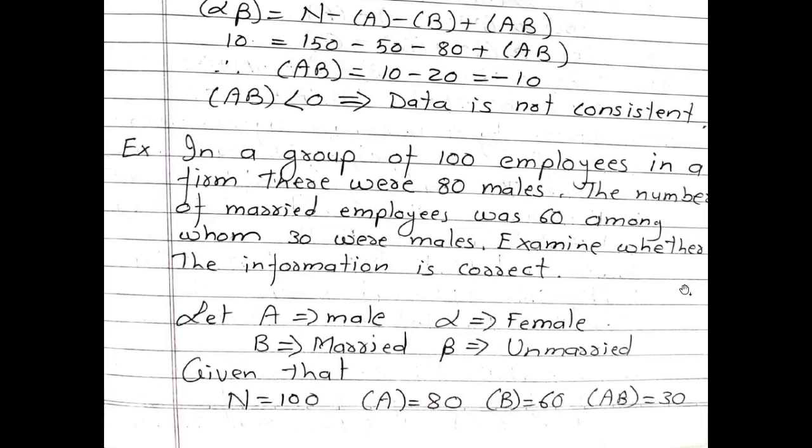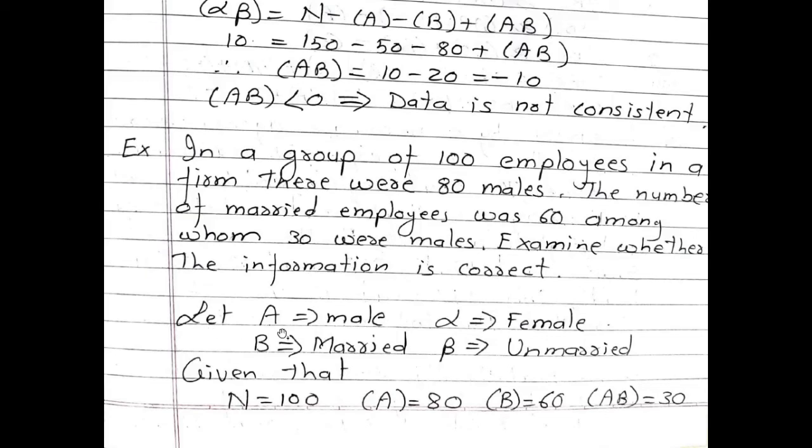Next example. It is a word problem. We want to examine whether the information is correct or not. In a group of 100 employees in a firm, there were 80 males. The number of married employees was 60, among whom 30 were males. Examine whether the information is correct.